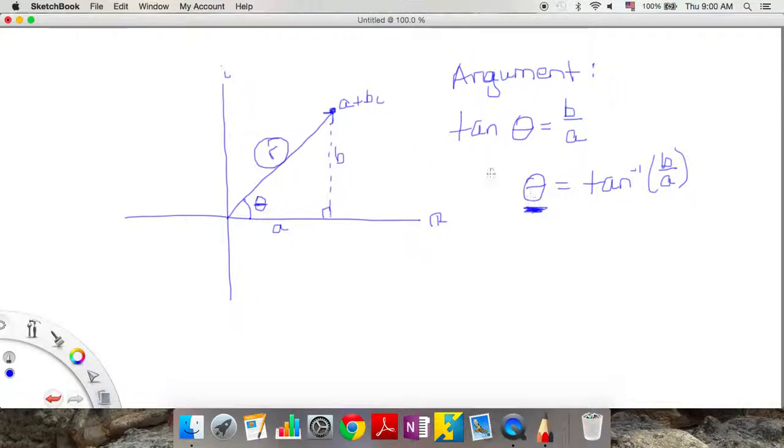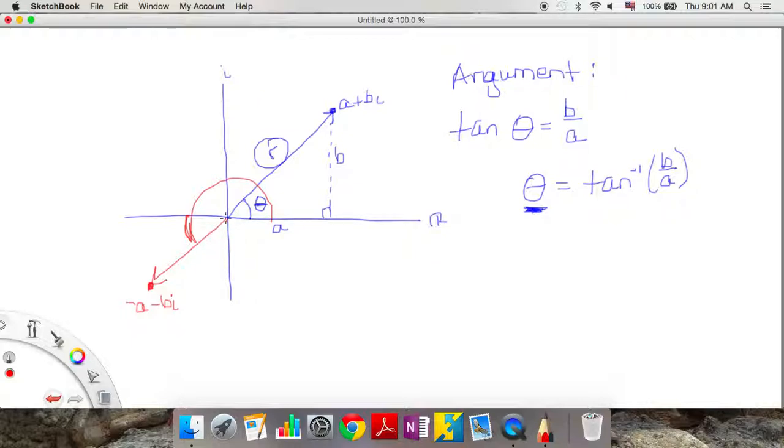But if a and b are both negative, then you should be down here in this quadrant, in the third quadrant, but your calculator is not going to give you an angle that goes like this, is it? Your calculator is going to just give you this reference angle part here. So you're going to have to remember to add pi and get the right angle.